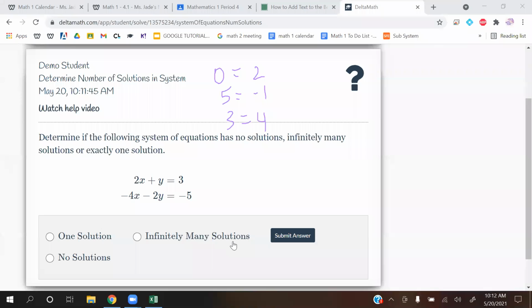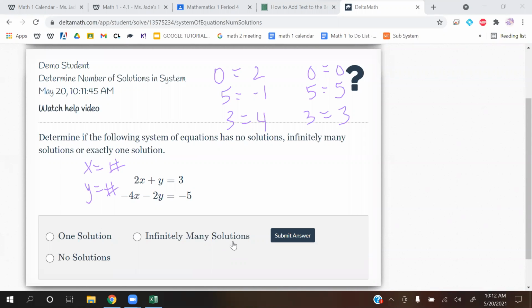Infinitely many solutions is if it tells you something that's so obviously true, like 3 equals 3, 5 equals 5, 0 equals 0. You're like, well, duh, yeah, that doesn't tell me any new information. That means there would be infinitely many solutions. Exactly one solution is if you get x equals a number, or if you get y equals a number. And there's going to be one solution.